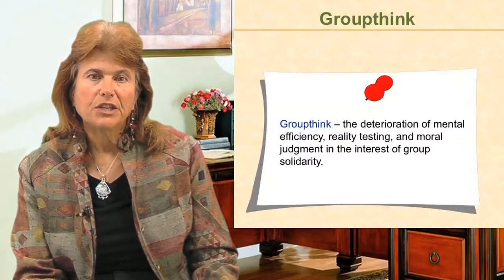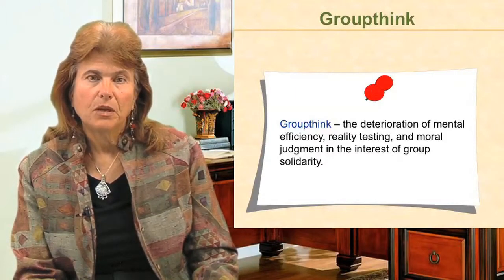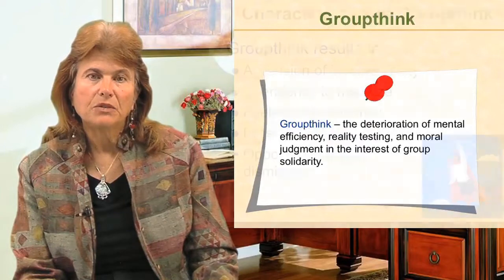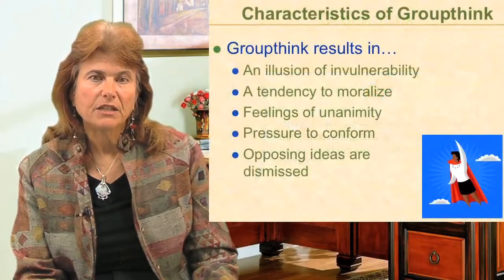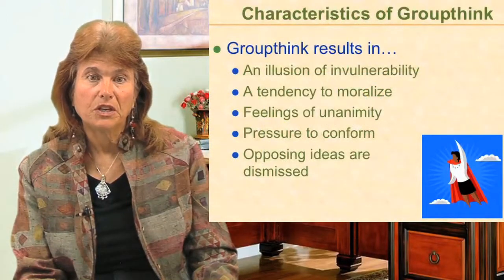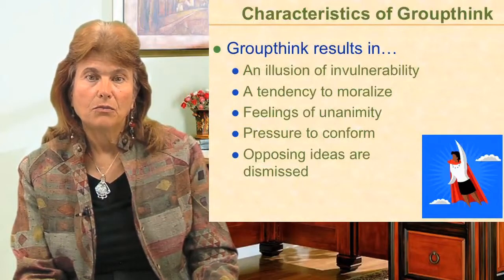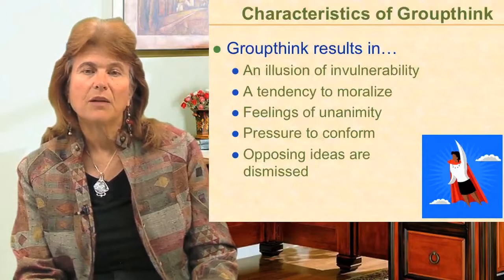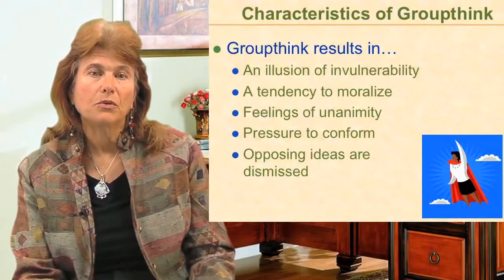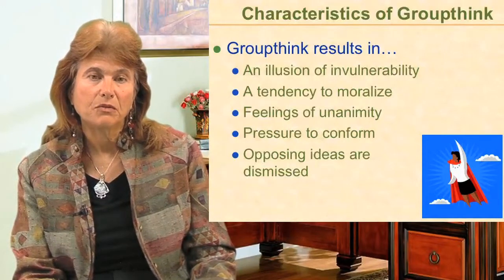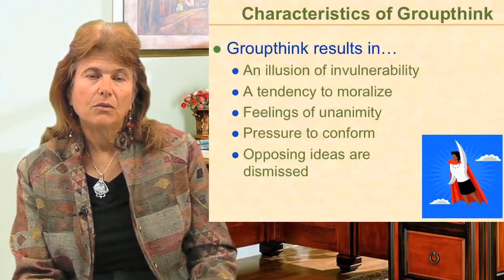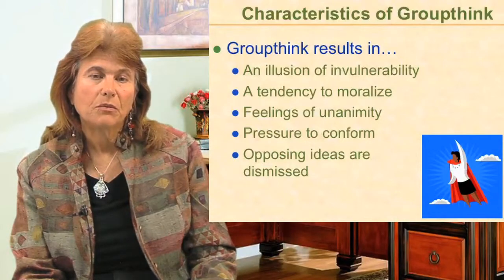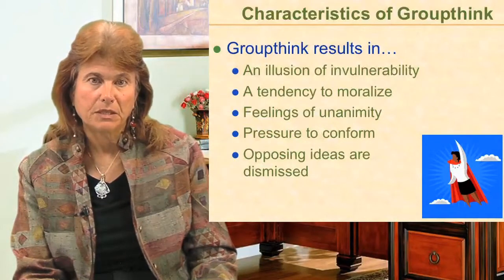And this is actually a deterioration of the efficiency of the group and judgment in the interest of the group solidarity. Groupthink actually results in an idea in the group that they're invulnerable, nobody's going to hurt them. They tend to have their own ideas of what morals are. They feel that everybody's in agreement. There's also a lot of pressure to conform with the group members, that if they don't, there might be some sort of consequences. And when someone sets forth an opposing idea, it's automatically dismissed.